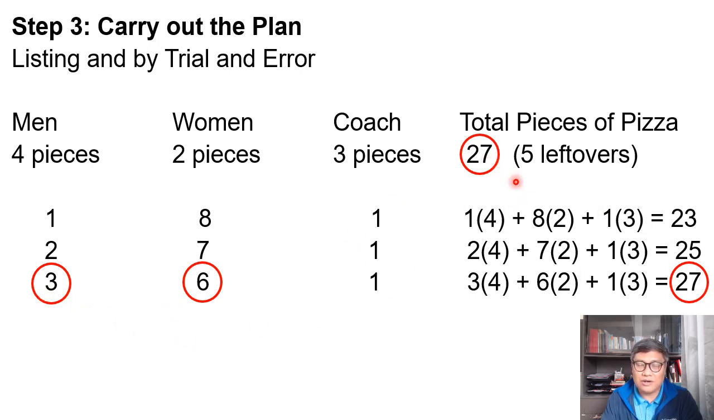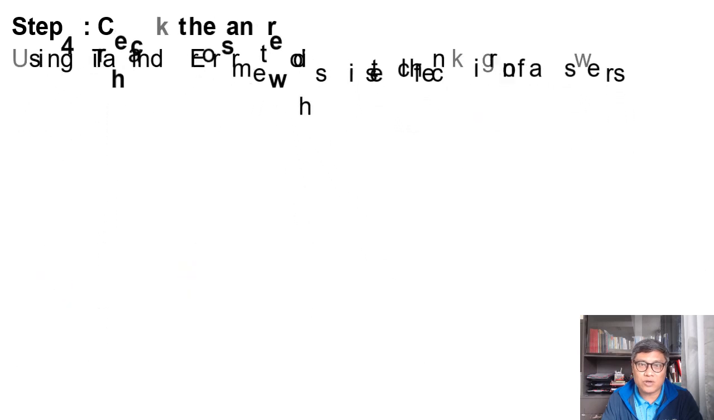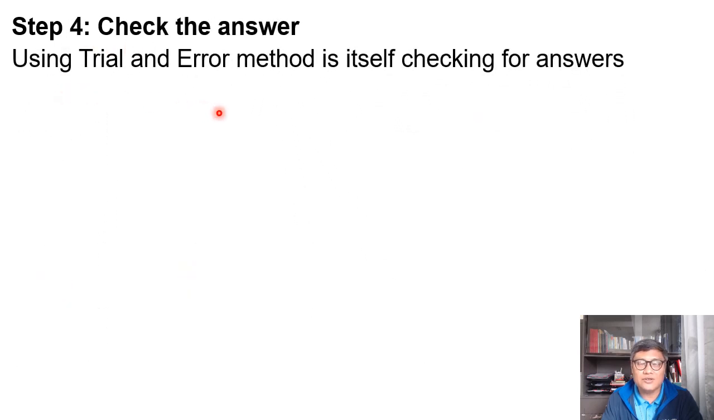27 slices of pizza were consumed because 5 were leftovers, and this gives us that there are only 3 men and 6 women athletes as our final solution. Okay, and as I said, because this is by trial and error, using such a technique, class, is already checking for itself.